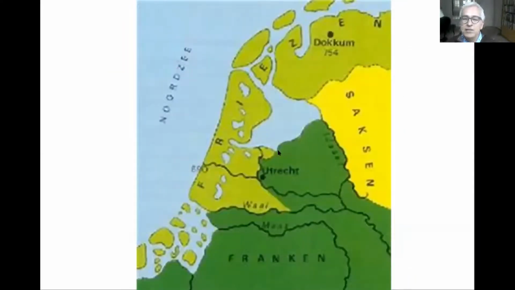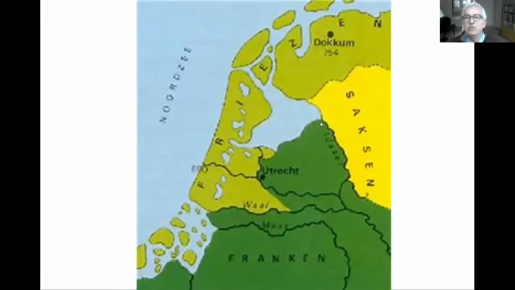Here we see the Netherlands in the 8th century, the Franks in the south, the Saxons in the east, the Frisians in the north and in the west. One of the ways of the Franks to integrate the conquered people, the conquered tribes, into their empire and culture was Christianization, the transition to Christianity. And that was done from the town of Utrecht. And from there, many missionaries went to the north. One of them was Bonifatius.